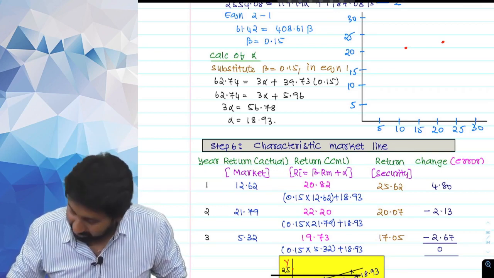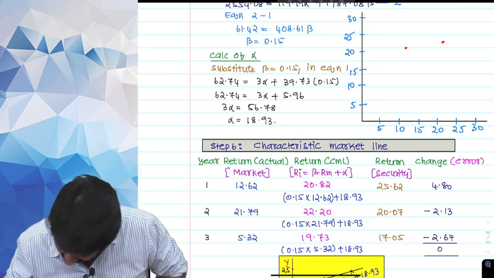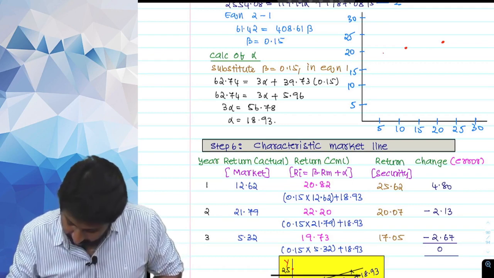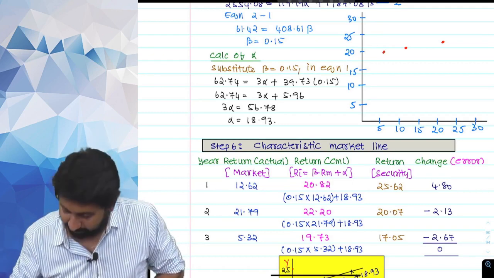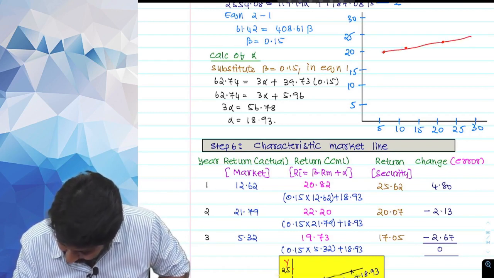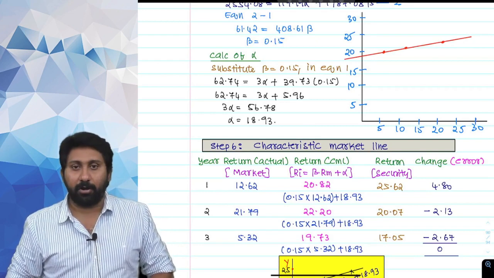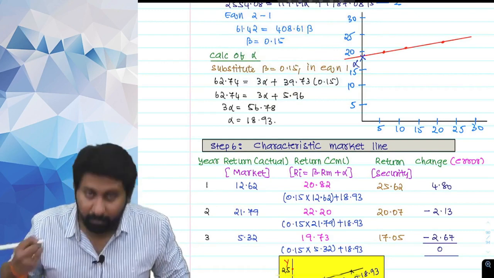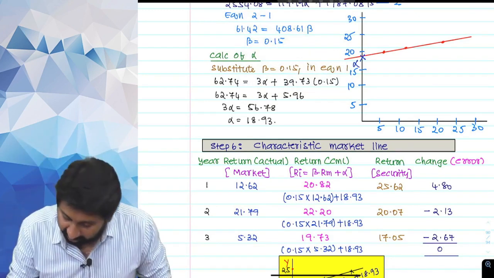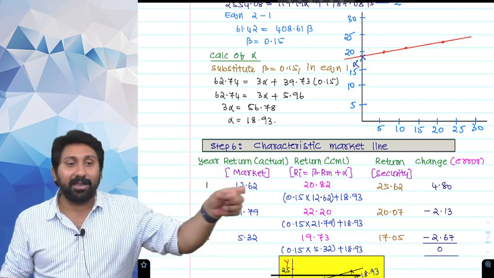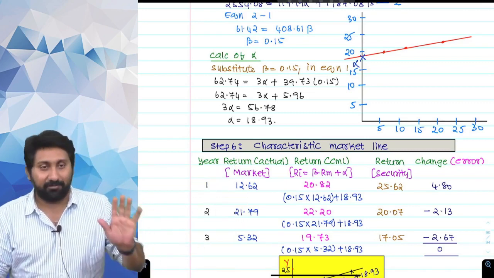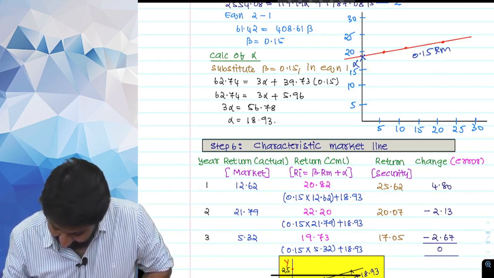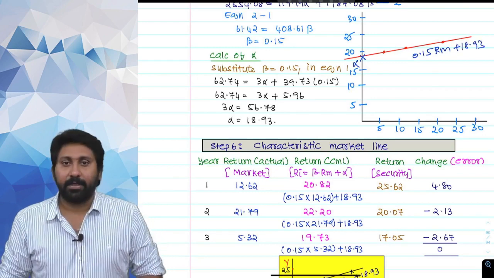5.32 and 19.73. It will stay somewhere here. From this we have drawn a line. Exactly it will cut at a place which we will call alpha. This is what line? This is the CML line. When we draw a straight line equation, automatically a straight line should be formed or not? It formed. So what is the name of this straight line? 0.15 RM, beta RM plus 18.93. This forms a straight line.